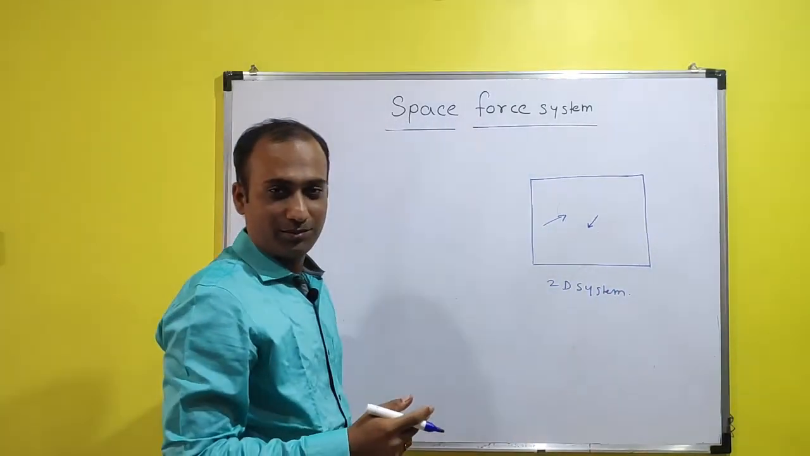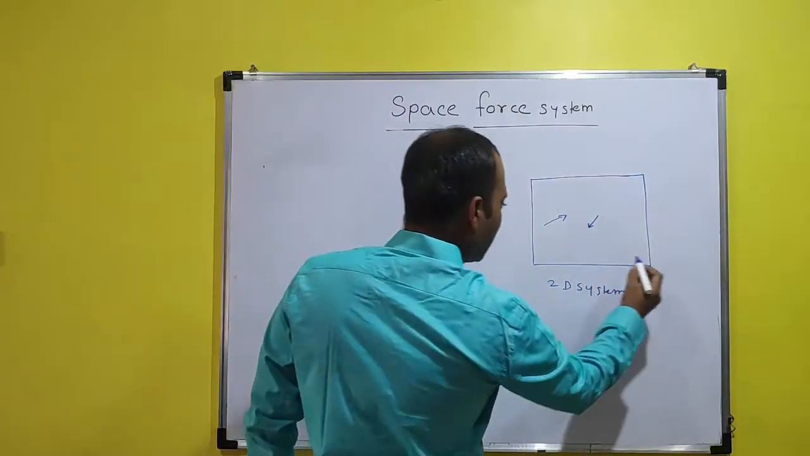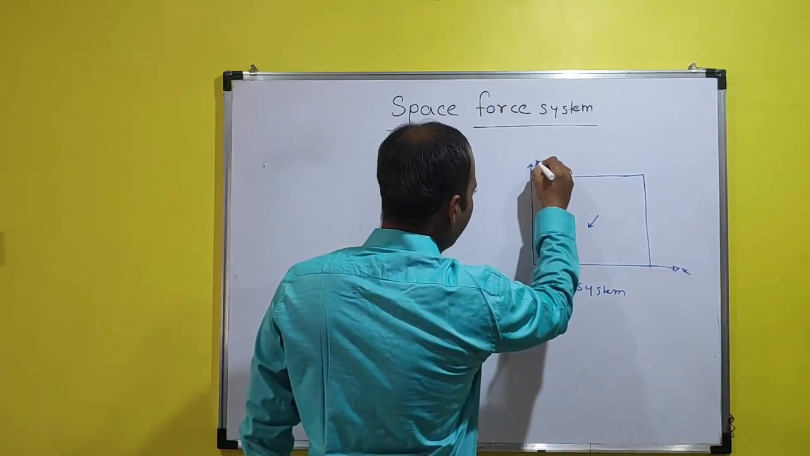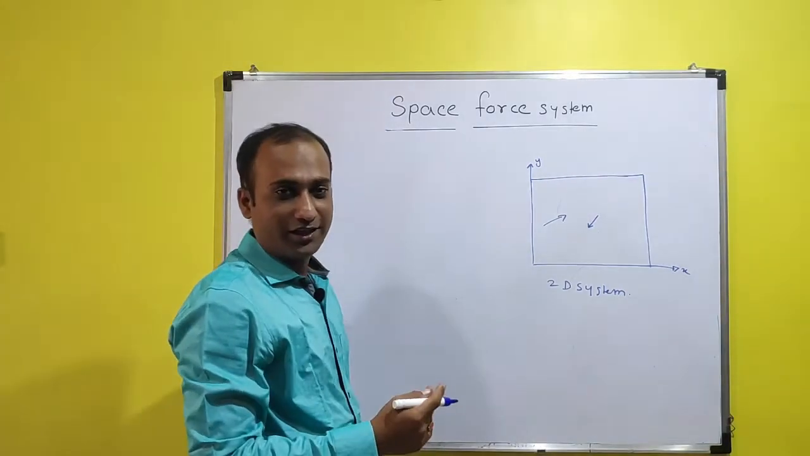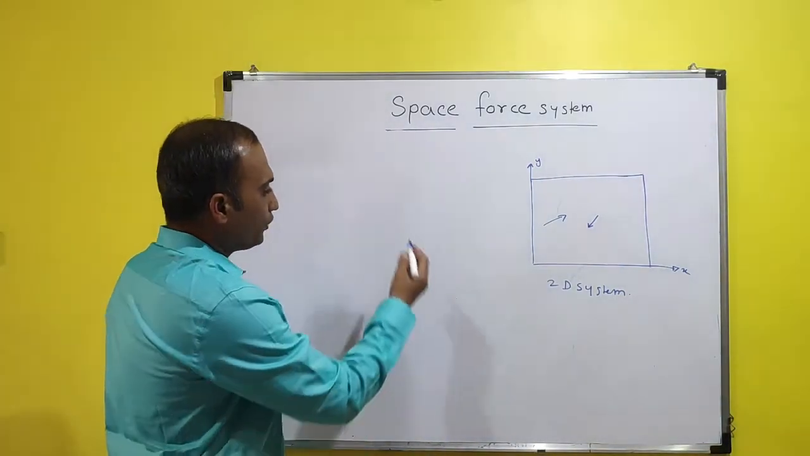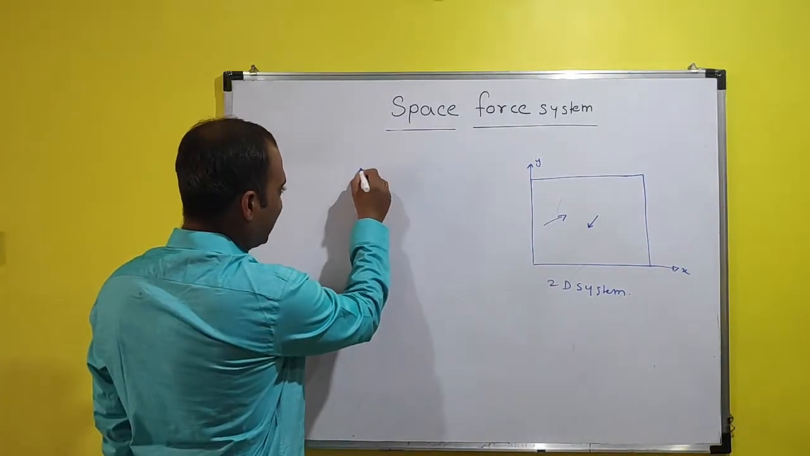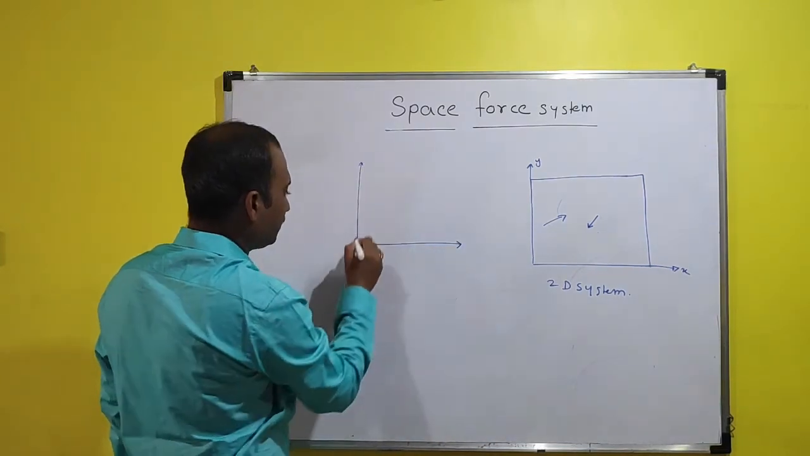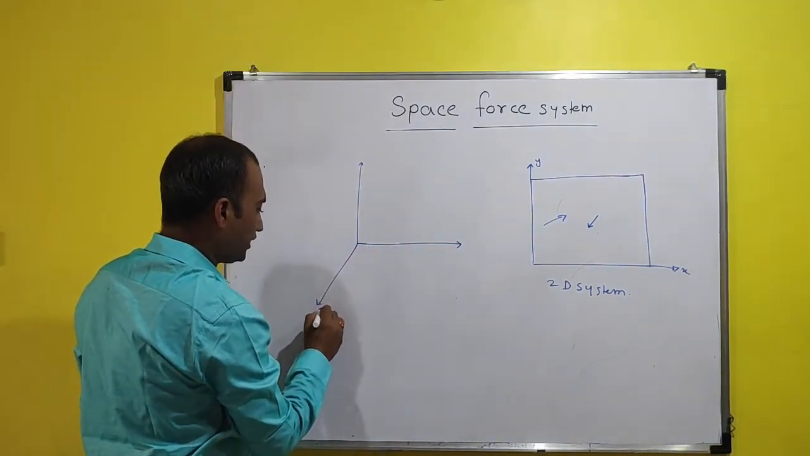Then in the 3D system, what will happen? In the plane we are considering only the x and y coordinates. But in the 3D system, what are we going to do? We are considering all the three axes. Okay, so we are considering all these three axes.